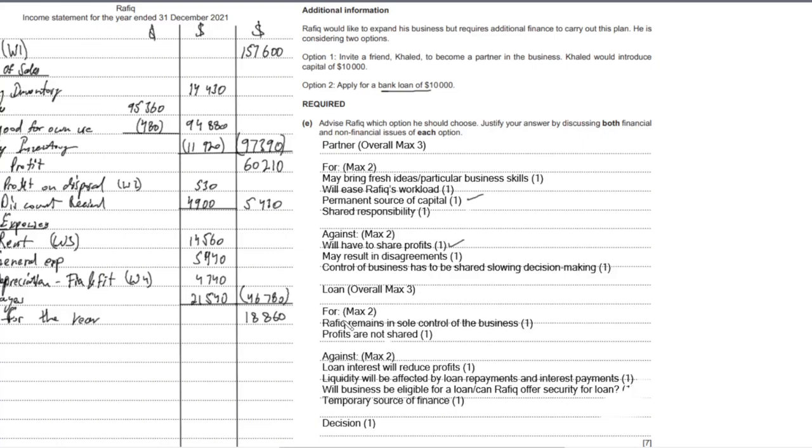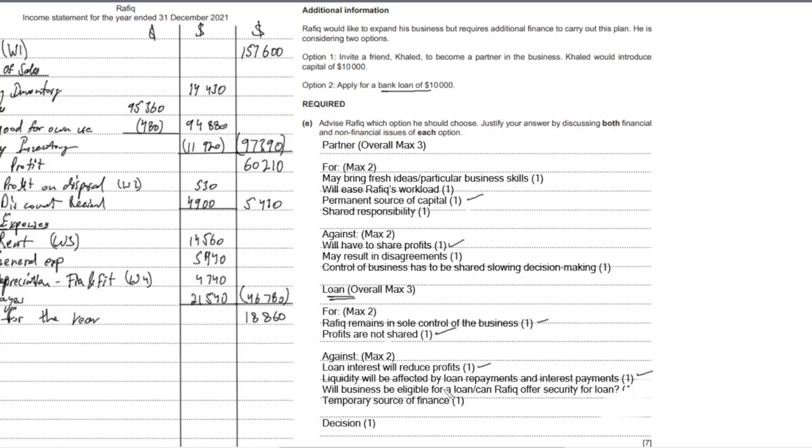Okay, for the loan, why should we take a loan? Well, Rafiq stays the sole owner. Profits are not shared. So that's financial, that's non-financial. Against the loan, interest will reduce profits. We kind of discussed that. That's a financial one. Liquidity will be affected by loan repayments. Again, that's a financial one, the fact that we have to pay it back. Will the business be eligible for a loan? Is it even possible to get a loan? That's a question mark. Maybe you don't have to take that as a point because you have better points available. Temporary source of finance. At once, it will run out. You have to pay it back again. So, yeah.